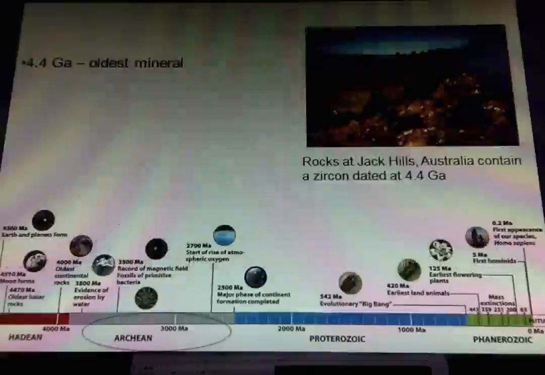So we know that the oldest mineral on Earth exists from 4.4 billion years ago. So the planet is about 4.54 billion years.